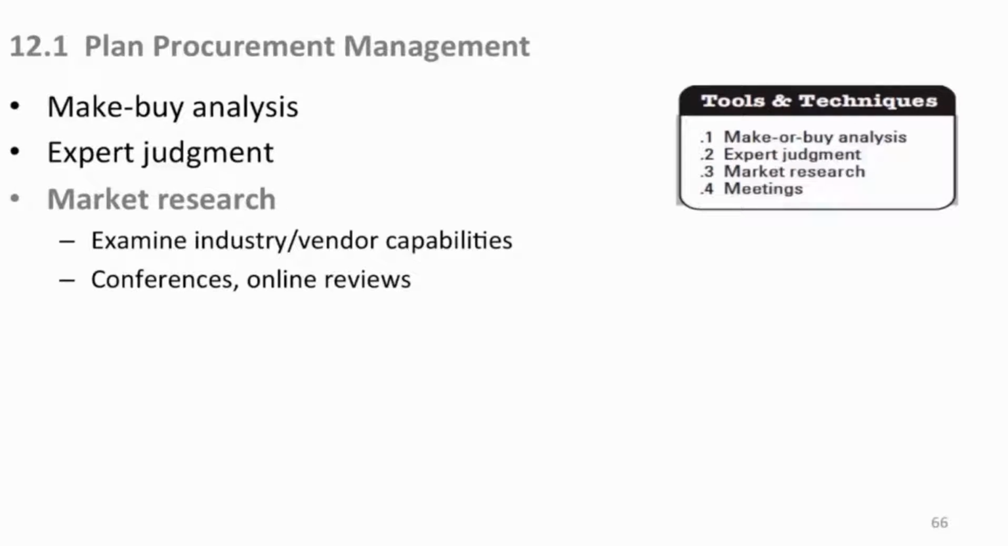Market research, of course, is a big thing: looking at a company, their product, their history, how they're doing, better or worse, stuff like that. Industry and vendor capabilities. Go to conferences, online reviews, and tech conferences if that's the kind of thing you'd be buying. You may be looking for providers or suppliers and not know who to go to. These conferences are great.